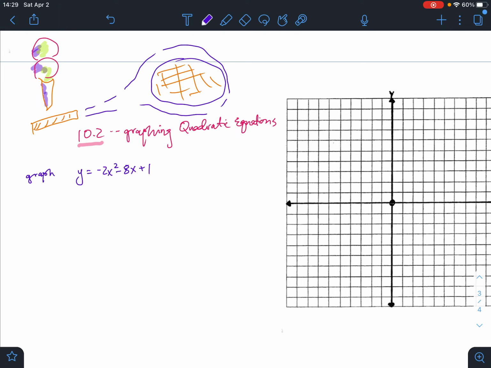I just wanted to go over some concepts and review some concepts from 10.2, which was graphing quadratic equations. This is a supplement to all you've learned in class and also in Mr. Mike's videos. And I hope it can help some of you understand this concept better.